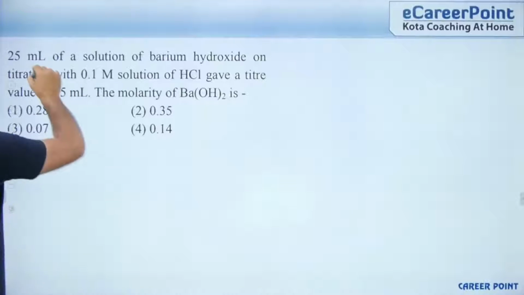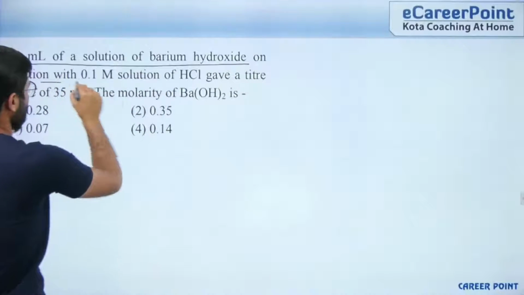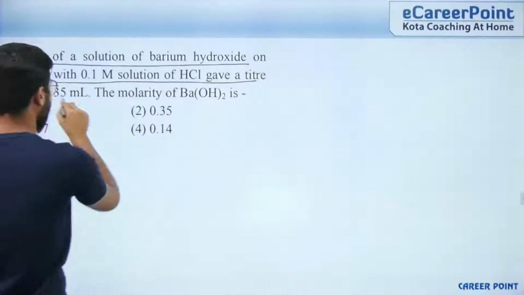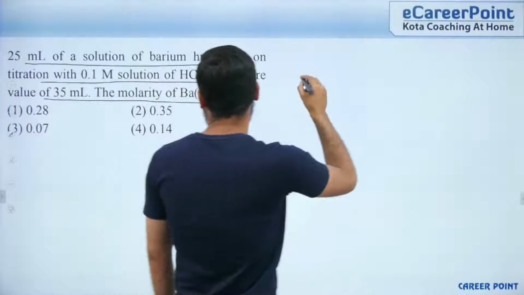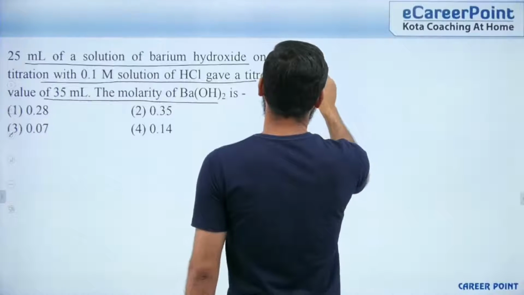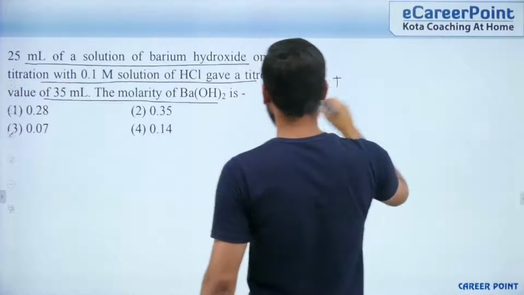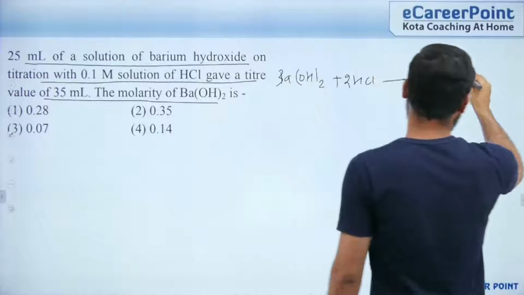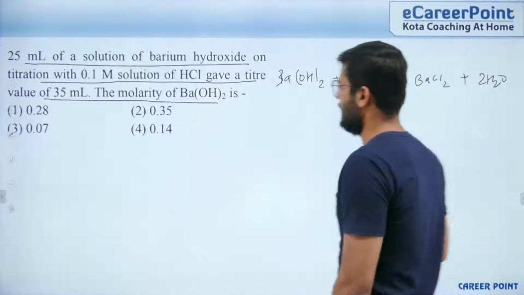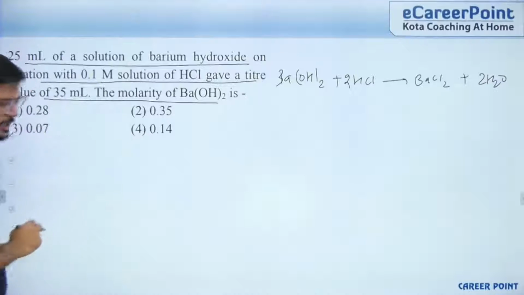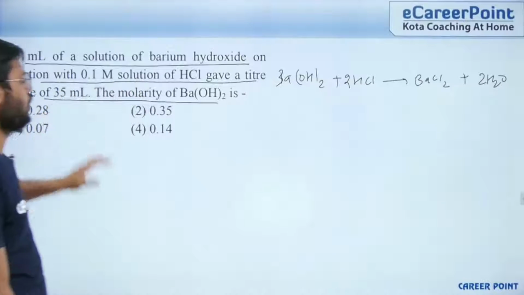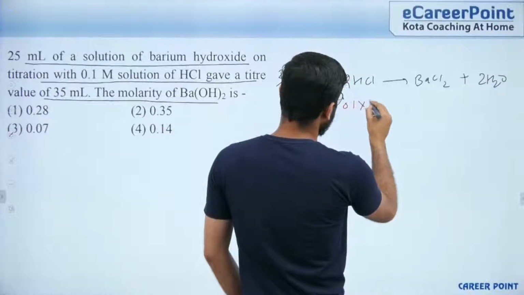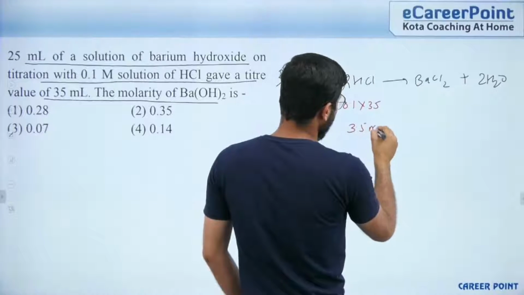Now another question. 25 ml of a solution of barium hydroxide on titration with 0.1 molar solution of HCl gave a volume of 35 ml. What is the molarity of this solution? See, barium hydroxide reacts with HCl, it will give barium chloride, 2 moles of water. What information do you have here? You have 25 ml of barium hydroxide solution, titrated with 0.1 molar HCl, volume 35 ml. So 0.1 molar times 35 means you have 3.5 millimoles.